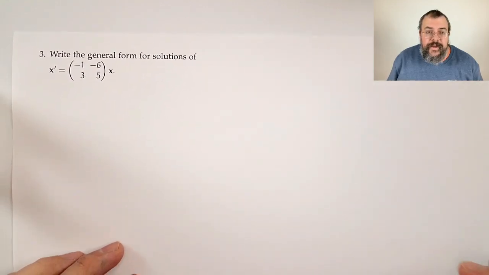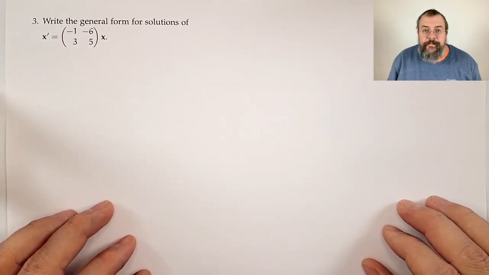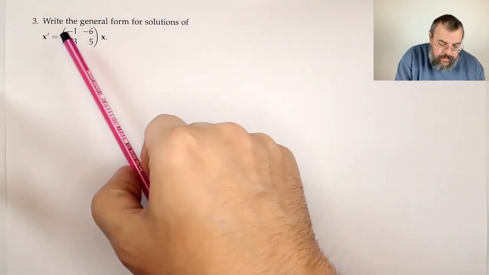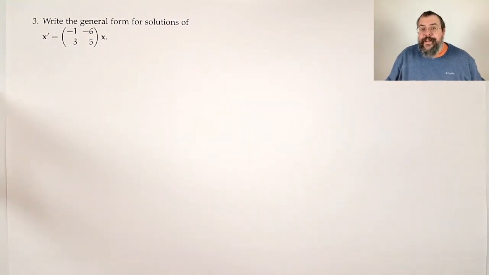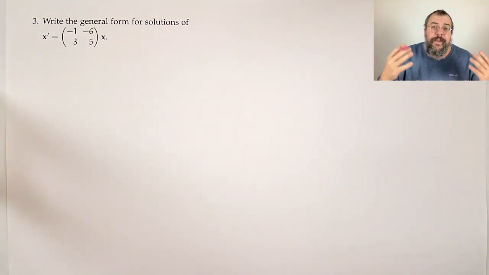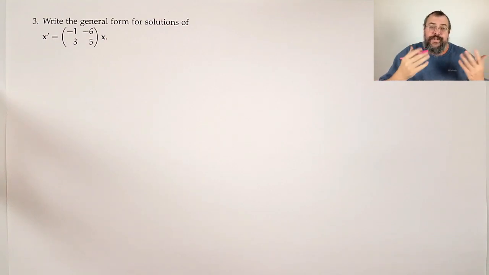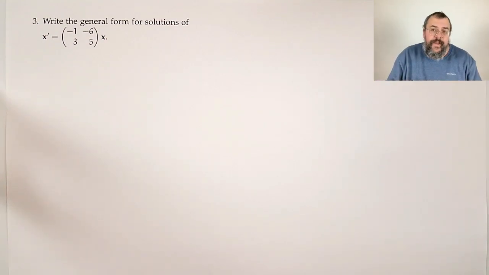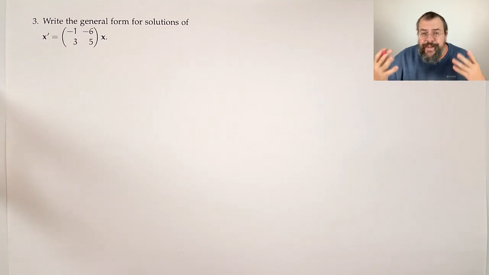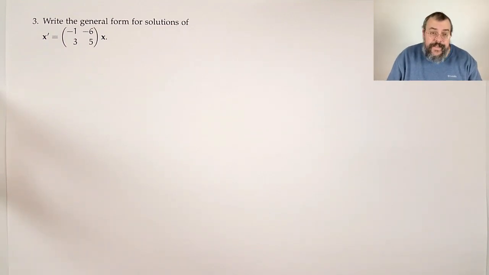Okay, next problem. Number 3. Write the general form for solutions of x prime equals the matrix [-1, -6; 3, 5] times x. How nice. It's really clean. We don't have to find a particular solution. We just need to find our general solution. And this really says, hey, let's use eigenvalues, eigenvectors. And let's see what we get.